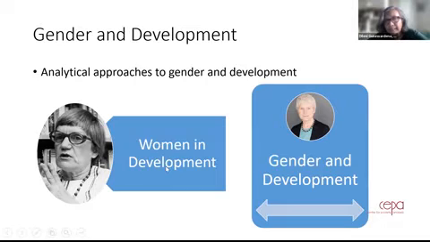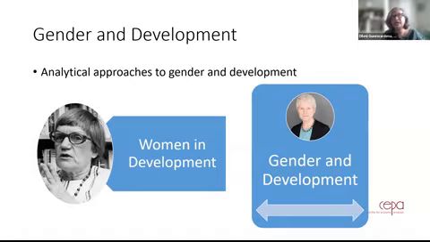So here's Ester Boserup, and her approach and her view was the whole idea of women being kept out of the development process. And that sort of embodies the WID approach, the Women in Development approach, which is the approach that a lot of people have, especially policymakers, people in government. The whole idea of having a women's ministry, women's affairs ministry, has its origins in the Women in Development approach. So in that situation, you're doing something for women. You develop programs for women.